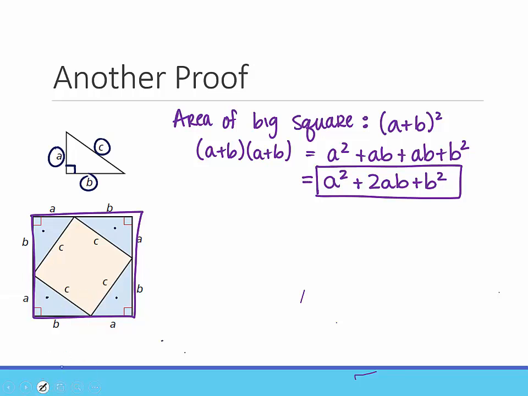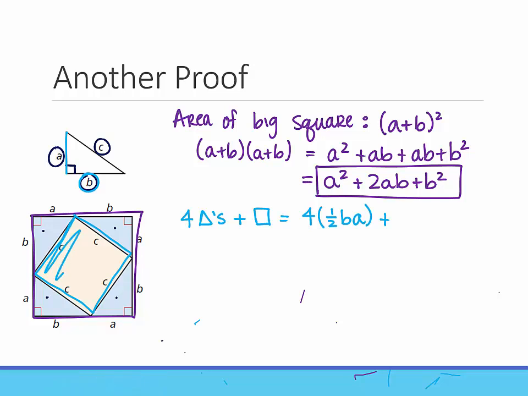Or we know that it's the 4 triangles plus this square inside of here. Now the 4 triangles have an area of 1/2 their base, which is B, times their height, which is A. And then this square inside of here is C times C, or C squared. So if we simplify this, this is 2AB plus C squared.